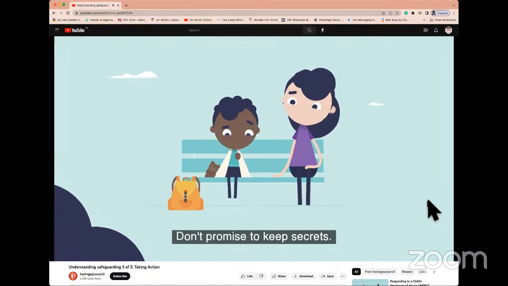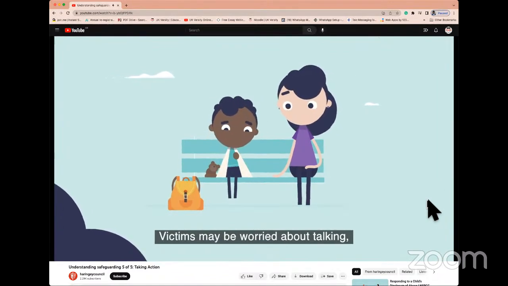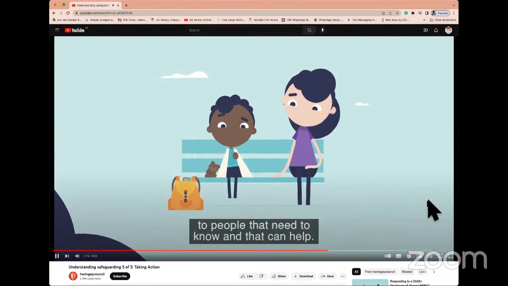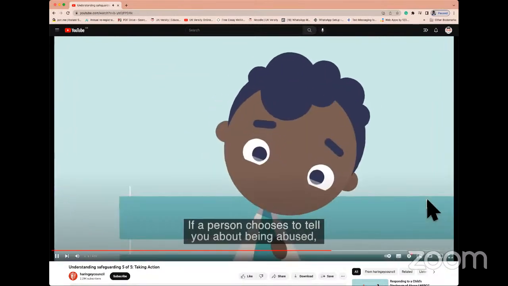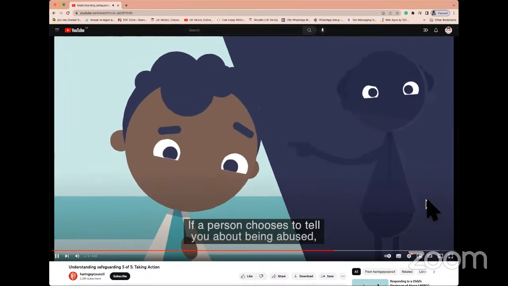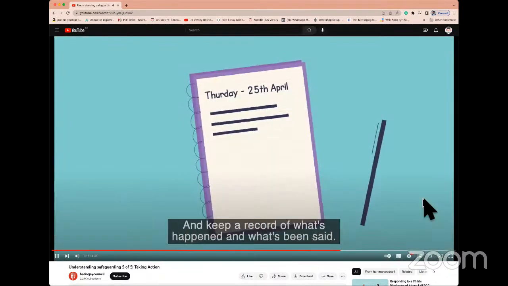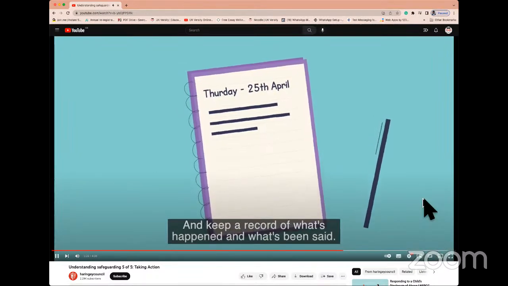Don't promise to keep secrets. Victims may be worried about talking, but assure them that you'll only pass on the information to people that need to know and that can help. If a person chooses to tell you about being abused, try to stay calm, be sympathetic and reassuring, and keep a record of what's happened and what's been said.